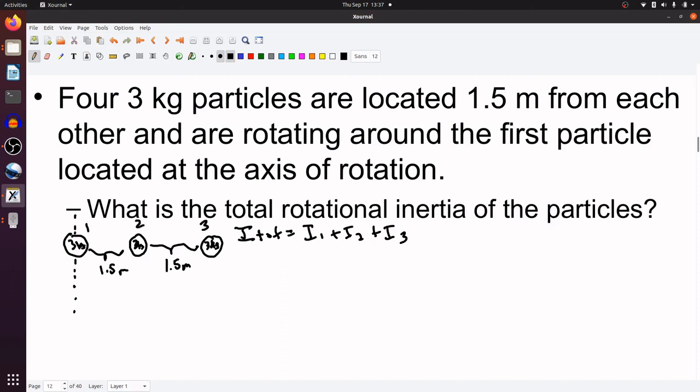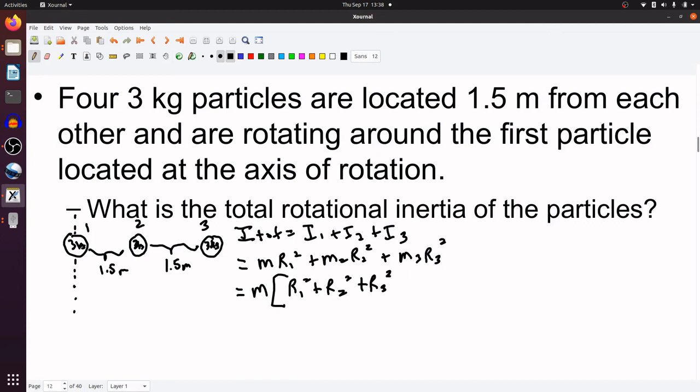Okay, well, what does that give me? Let's write it this way, I like this way better. We all know they're the same mass, so it's just going to be m r1 squared plus m2 r2 squared plus m3 r3 squared. I could pull out the mass to make this problem slightly easier: m times R1 squared plus R2 squared plus R3 squared.